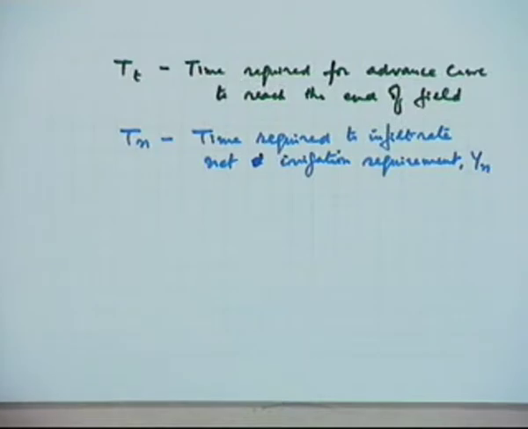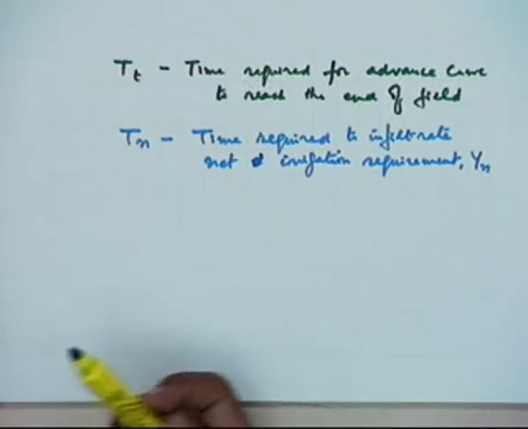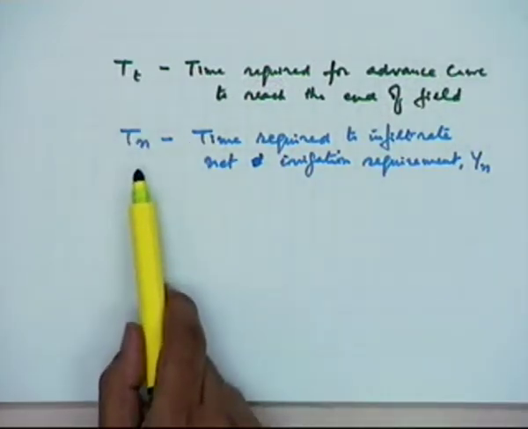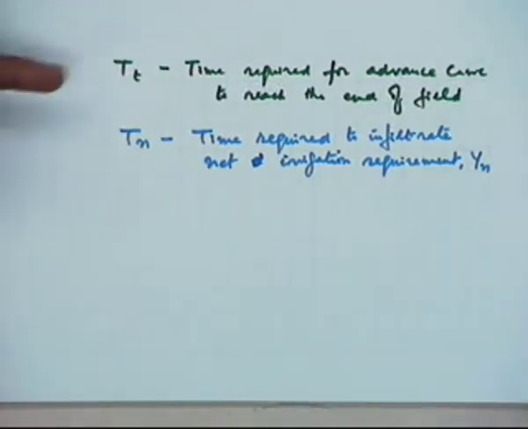Now here come the various options available to you. It depends on your type of soil as well as the length of the field, what will be the value of Tt in terms of Tn, or what is the proportion of Tt to Tn which is required for the waterfront to move in the downstream direction and to reach the downstream end of the field.